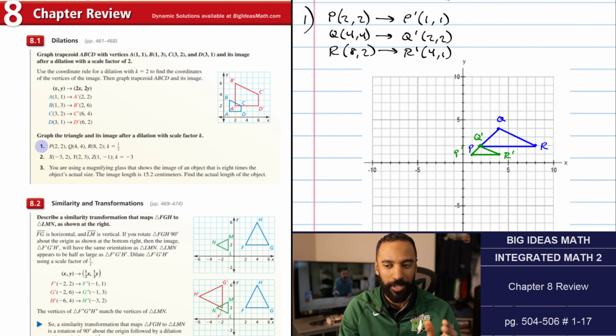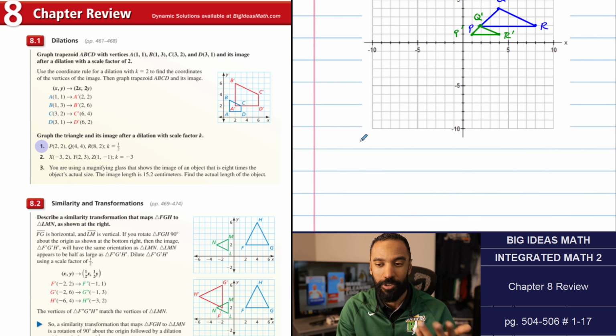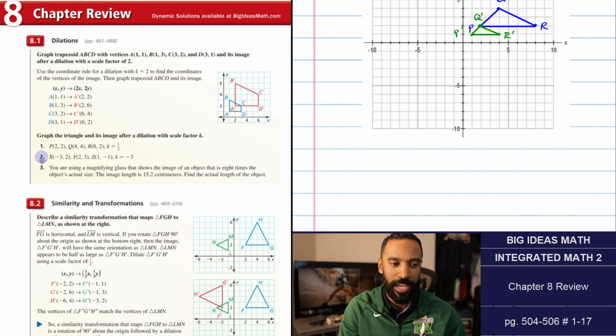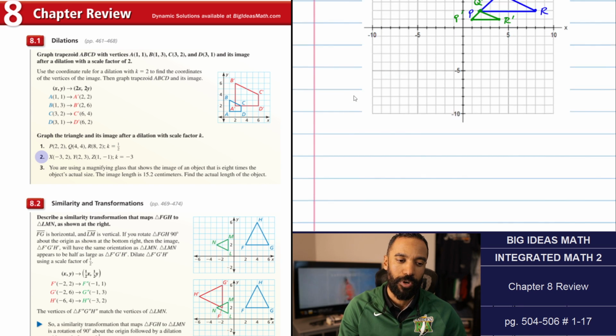So the objects are similar. Angle measures are preserved, right? Corresponding angles are congruent, which I'm really speaking more on like section 8.3, 8.4, 8.5, and 6. But corresponding angles are congruent. Corresponding sides are proportional.